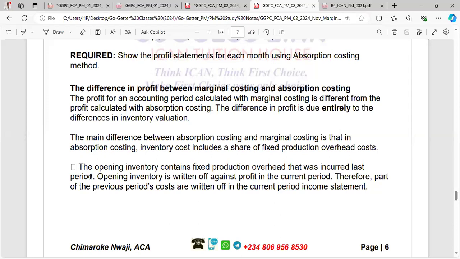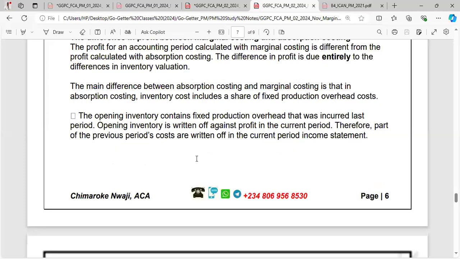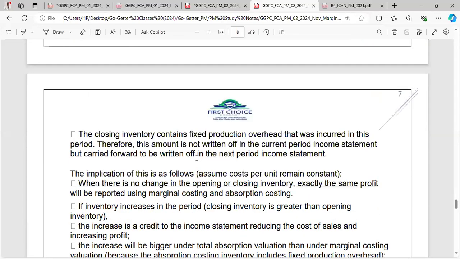So the opening inventory contains fixed production overhead that was incurred last period. Opening inventory is written off against profit in the current period. Therefore, part of the previous period's cost is now entering the current period and is affecting the statement. That's one. Closing inventory contains fixed production overhead that was incurred in this period.